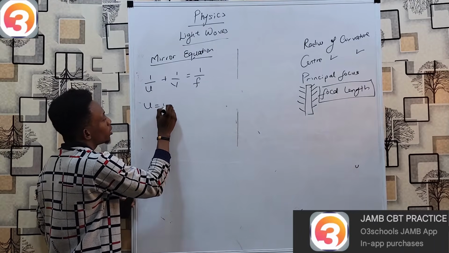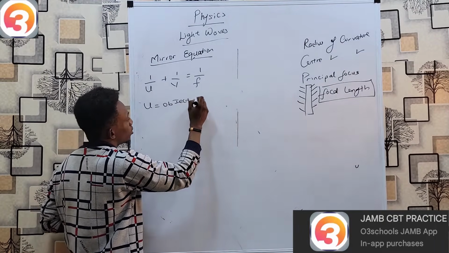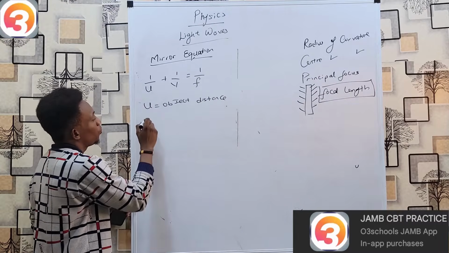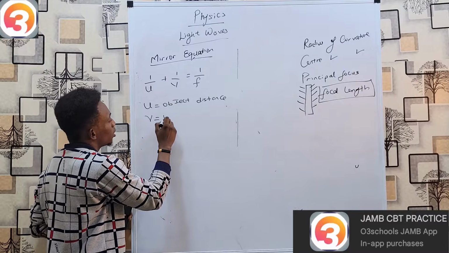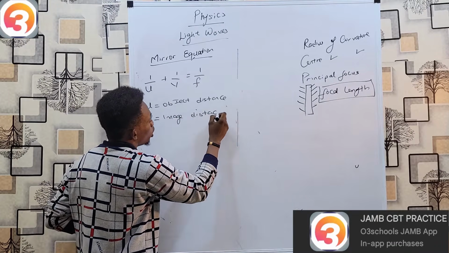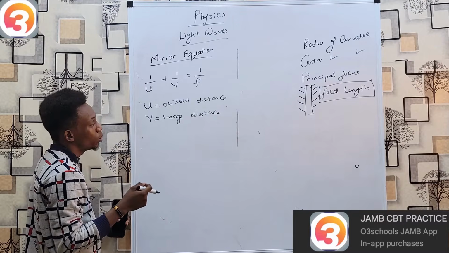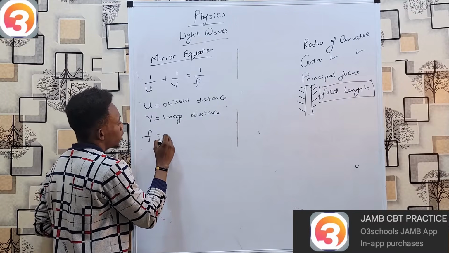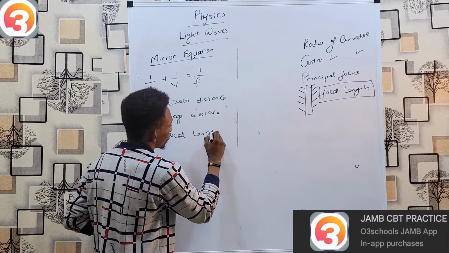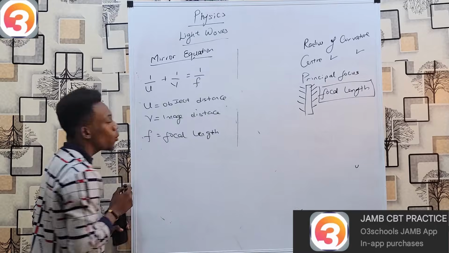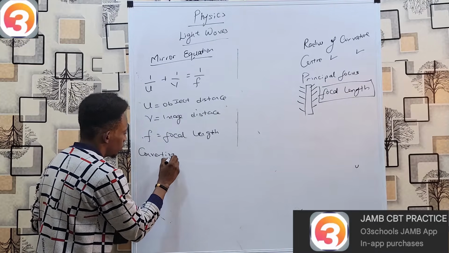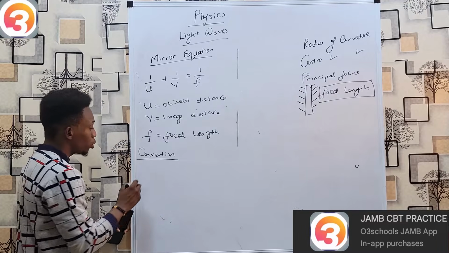Our u here represents object distance, that is how far the object is from the mirror. Our v represents image distance, which is how far the image is from the mirror. And our f represents the focal length of the mirror. However, when solving, there's a convention we use to ensure accurate answers. The convention is as follows.